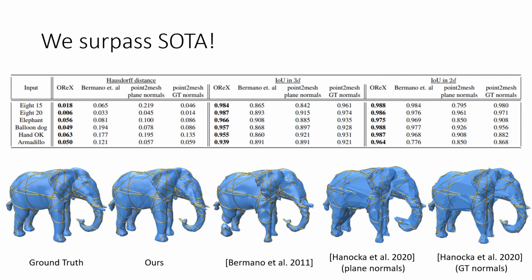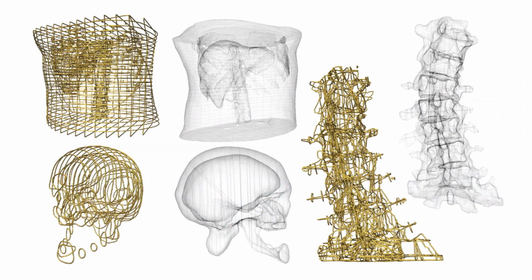We compared with recent reconstruction methods using three metrics: Hausdorff distance, and intersection over union in 3D and 2D. The qualitative and quantitative comparisons show we surpassed the state of the art. This X-ray view shows our method's ability to capture complex internal geometries such as cavities and tunnels.